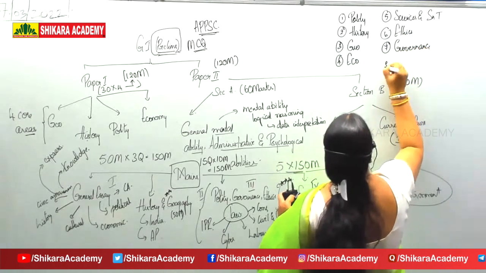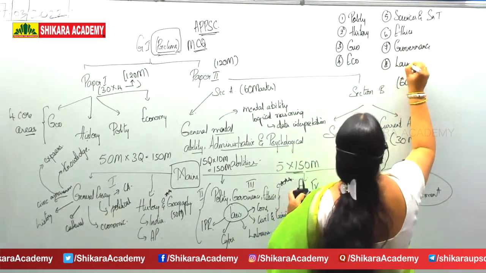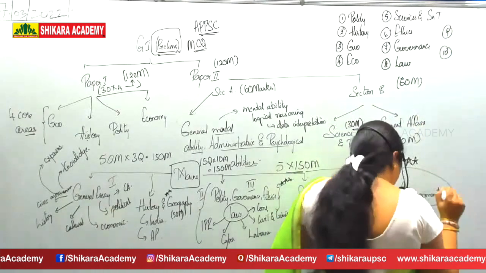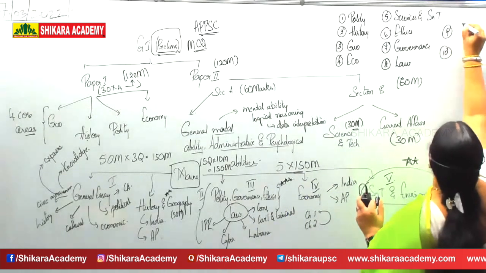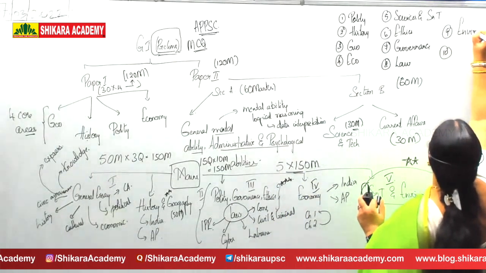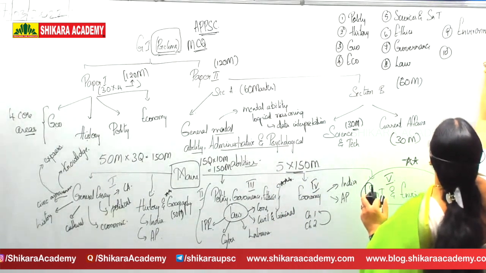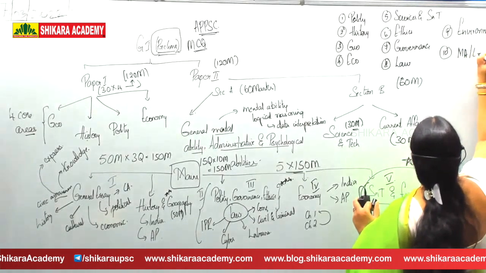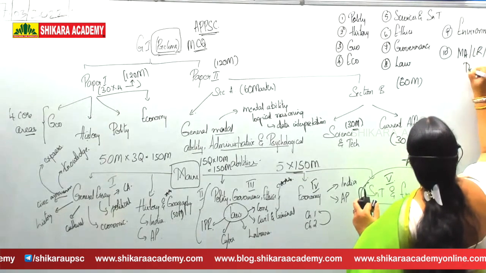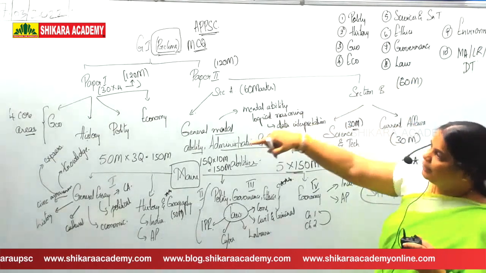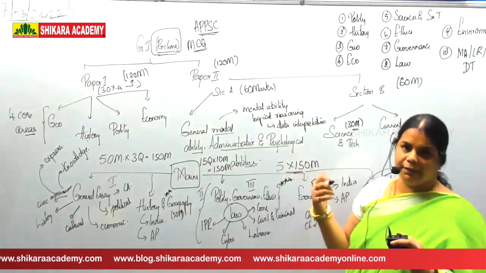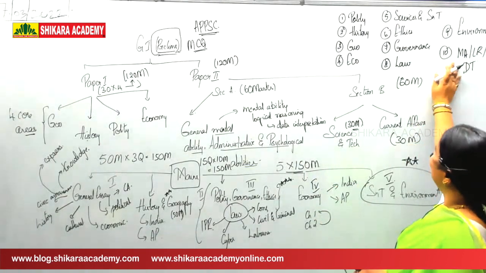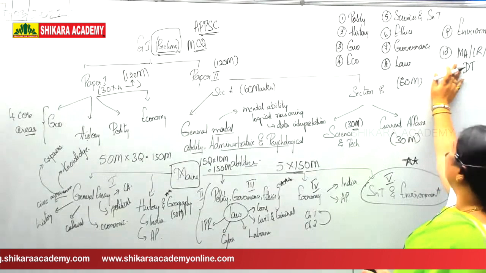8 law, 9 would be environment, 10 would be mental ability, logical reasoning and data interpretation. Your psychological and emotional abilities basically comes under ethics, because emotional intelligence is a part of ethics. Alright, so these are the 10 broad categories that you have in your syllabus.